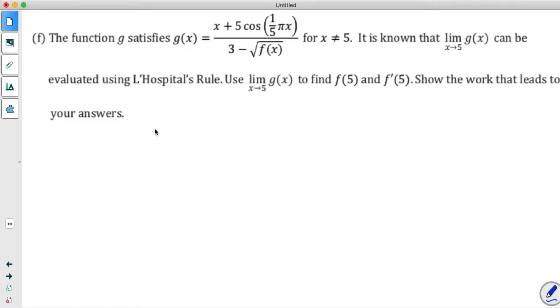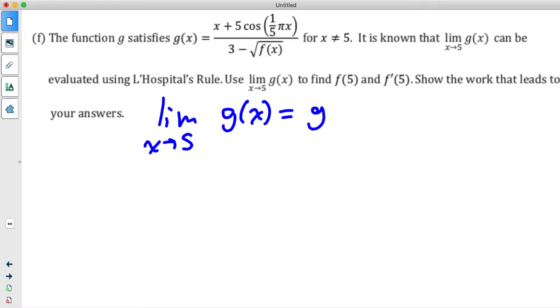Okay, so the first thing that we know here is that from the stem part, which I don't have here, the limit as x approaches 5 of g of x is the same thing as plugging in g of 5, which is 1, right? We know that from the stem, from the very beginning of it. Okay, so we know that we can evaluate this using L'Hopital's rule. So we know that g of 5 is equal to 1 from the beginning part of the problem. Okay, so we know we can do the limit of this.